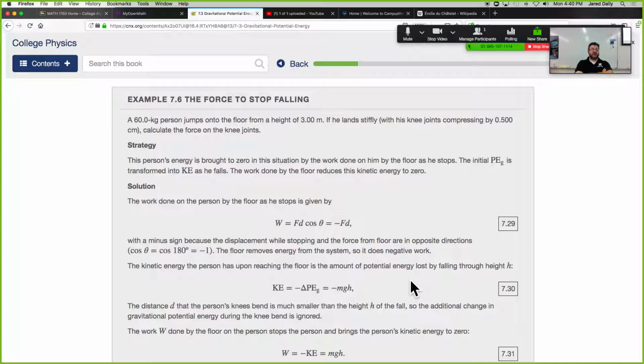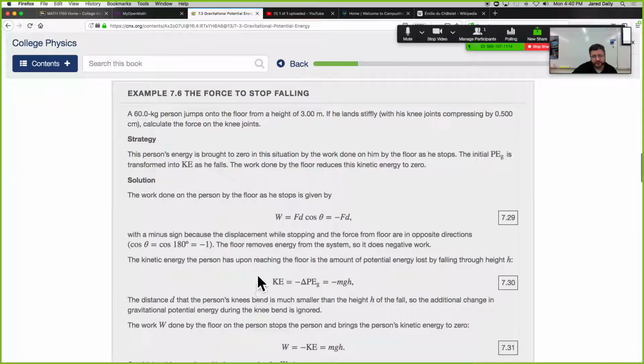Also, that potential energy tells you how much energy you would gain if you fell from that height. So in this example, we have a 60 kilogram person who's jumping to the floor from a height of 3 meters, about 10 feet. If you land stiffly, then your knee joints will compress about a half a centimeter. What would the force be if this was the case? Well, work is equal to force times distance, and the work done is going to be done by your knees. Your knees are going to do some work to stop you. And the distance is going to be the distance that your knees compress. And we're going to calculate how much force is done. So we're going to rearrange this equation for the force.